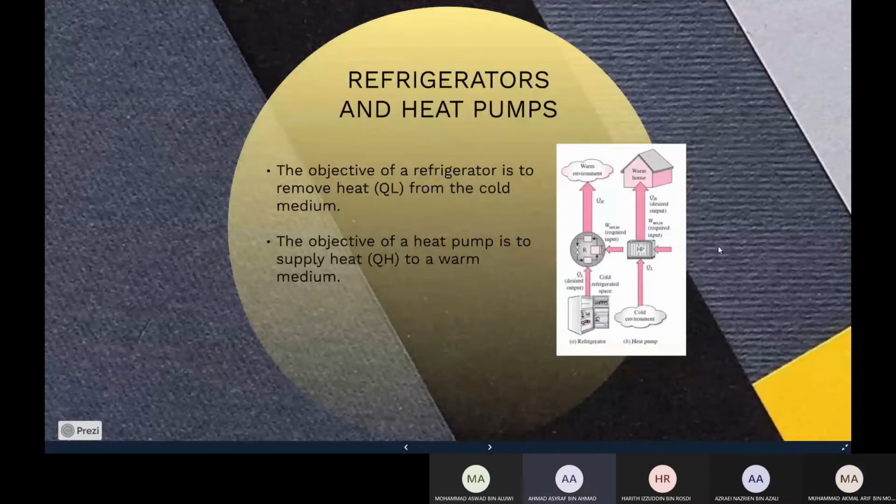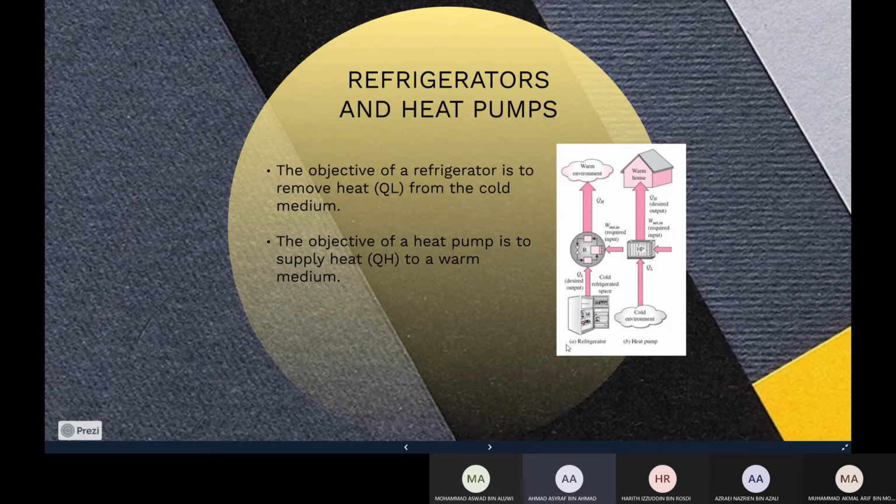The objective of a refrigerator is to remove heat QL from the cold medium, and the objective of a heat pump is to supply heat QH to a warm medium.